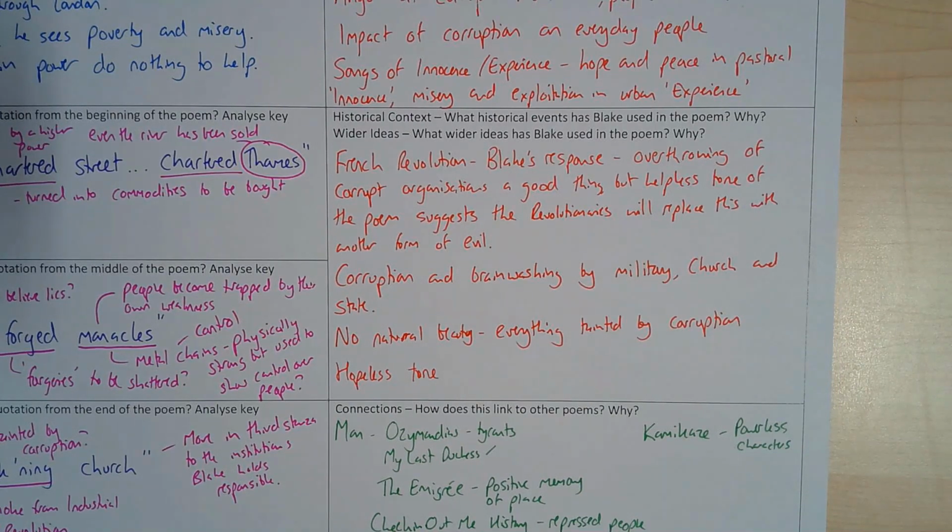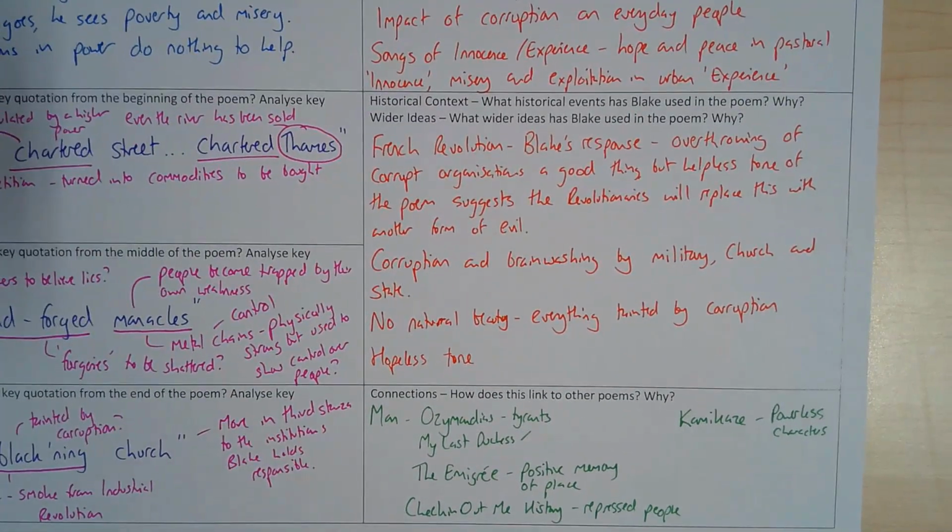So Blake's kind of aware that the hopeless tone of the poem suggests that revolutionaries who replace the government will just have another form of evil there. And it's the corruption and brainwashing by the military, church and state. This idea that we believe things because we're told to believe them.